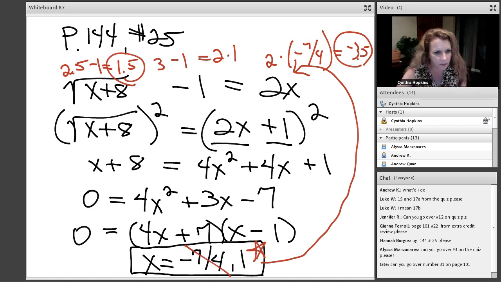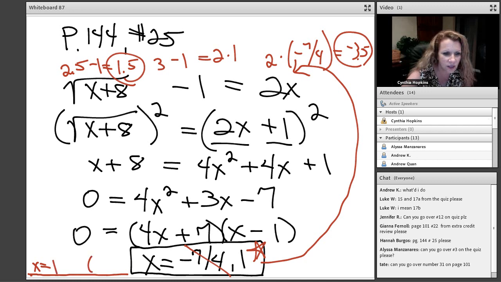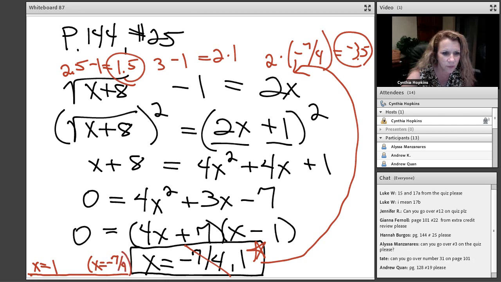Okay, for people in my class, here's how I want you to write it. Here's your answer column line. I want you to tell me that your answer is x equals 1. Tell me the answer first. Then tell me that you got x equals negative 7/4, but you rejected it. Okay, that's how I want you to show me on the test.